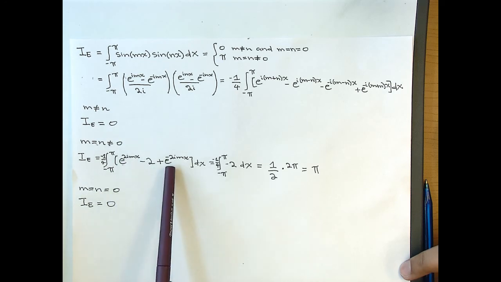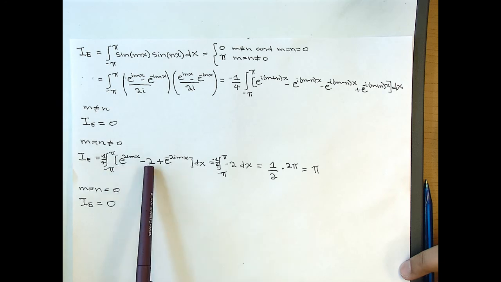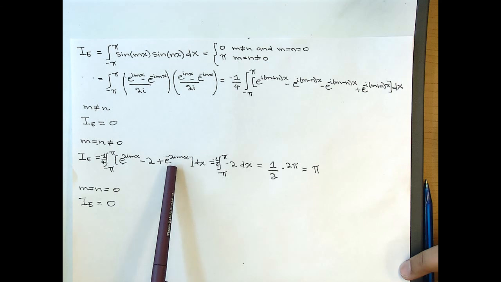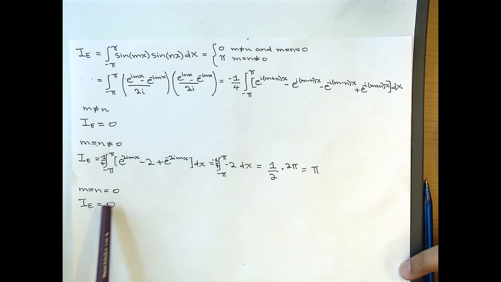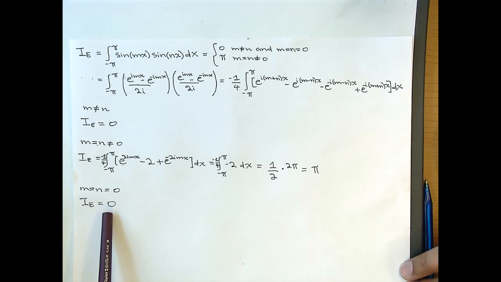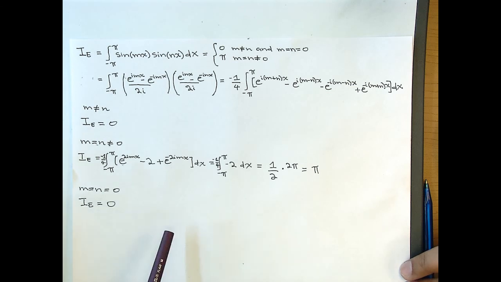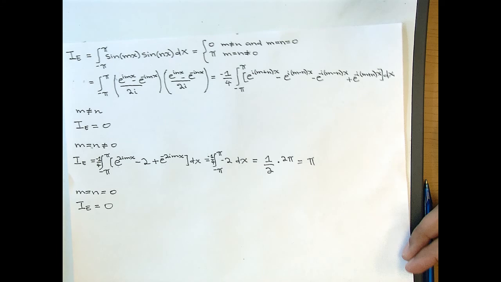And finally, when m equals n equals 0, of course this will give us 1, and this will give us 1. So that will be 1 minus 2, that's negative 1, and then plus 1, that's 0. So that integral will also be 0. So that is the final integral.